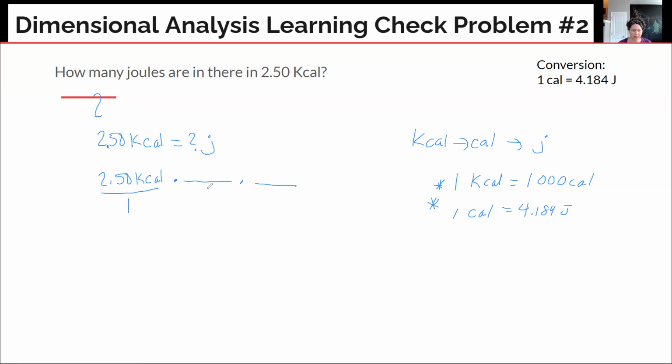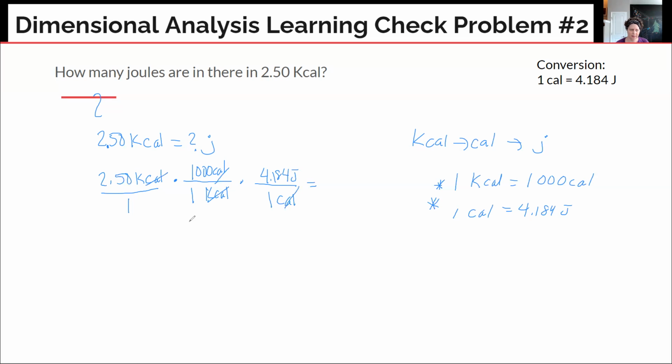Kilocalories. Where does that go, the top or the bottom? Oh, it's the known, and it's already in the numerator, so the only place it can go is the bottom because I want it to cancel. 1 kilocal is 1,000 calories. If I stopped here, I'd have calories. Calories is now my known, so calories has to go on the bottom of the second conversion. So joules goes on the top.